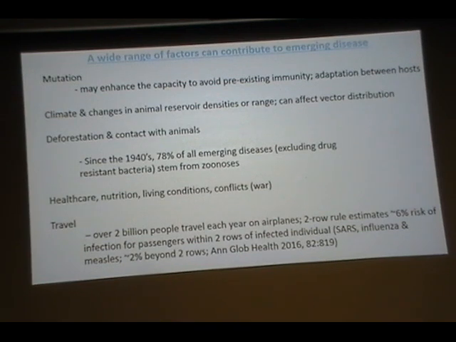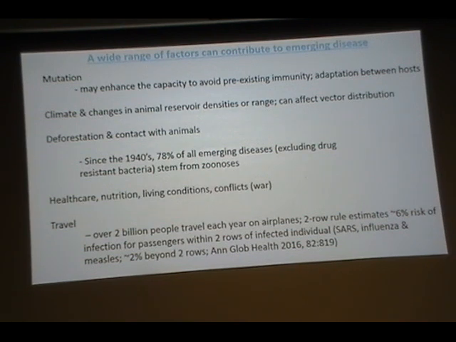So what contributes to the emergence of a disease? There are many factors that can play into this. One is mutation, as I already mentioned, that can enhance the capacity to avoid immunity or to adapt to a new host. Climate and changes based on climate change. Animal reservoirs that might move into new geographic regions, or mosquito populations that might move into new geographic regions because the temperature is warming up in some places. These are things that can obviously affect the emergence of new diseases.